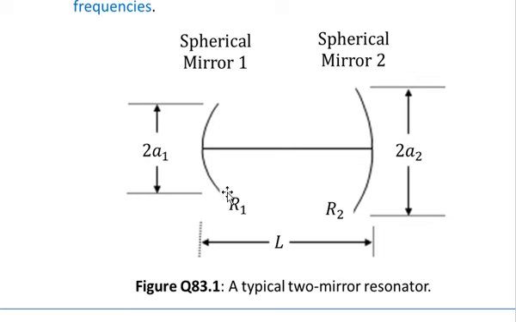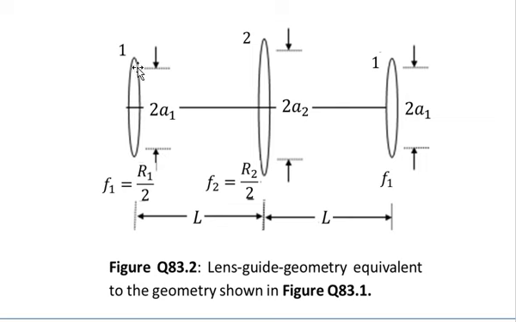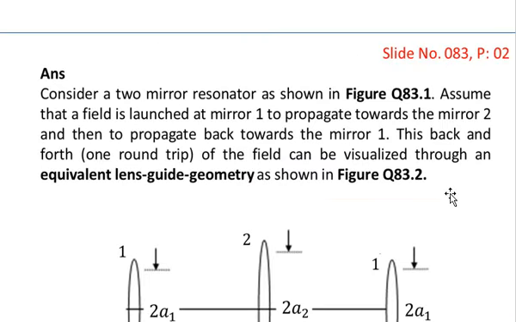You see that this mirror 1 has a diaphragm 2A1. So when the light reflects back from spherical mirror 2 and reaches back at mirror 1, then of course the mirror has a diaphragm 2A1, and this has been shown as a replacement of the two lenses on either side of lens 2 and marked as 1. So this lens 1 on either side of lens 2 has a diaphragm equal to 2A1, and you know that the total separation is equal to 2L.